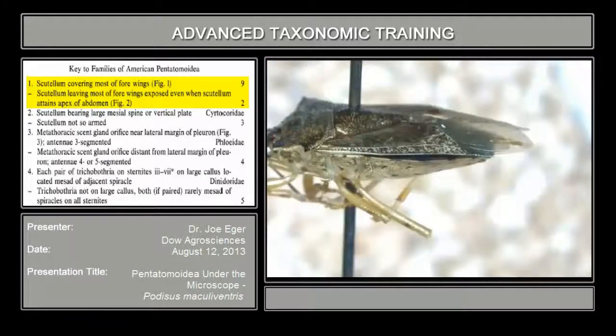The next couplet, couplet two, asks you if the scutellum bears a large mesial spine or vertical plate, or the scutellum is not so armed. If you look at this from a side view, you can see that the scutellum is flat, doesn't have a spine or vertical plate of any kind. So it's not a Cydnid. That takes you to couplet three.